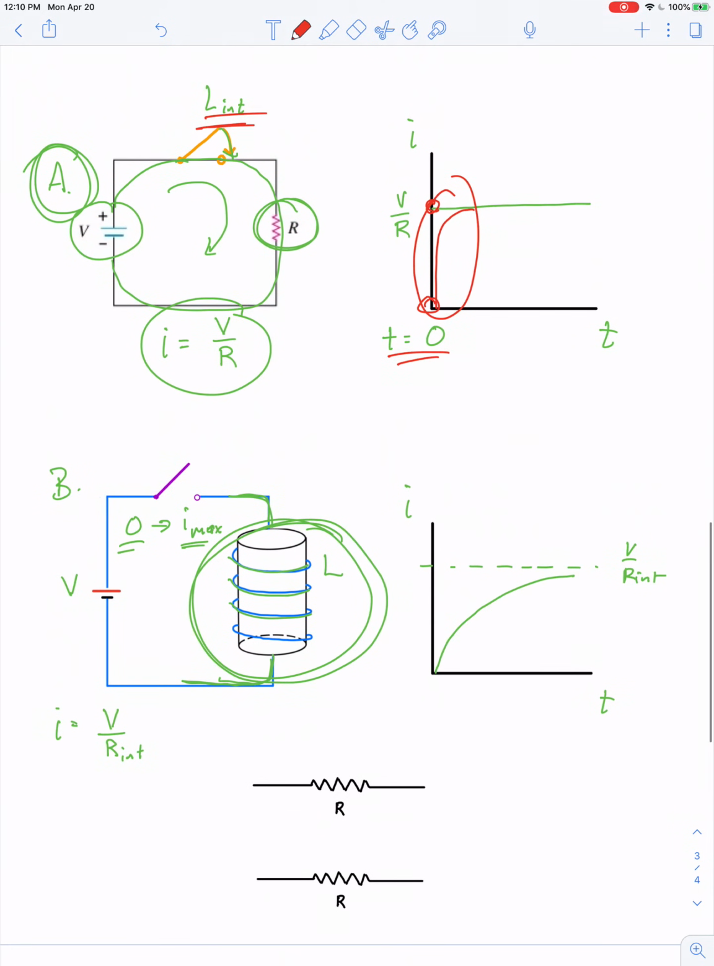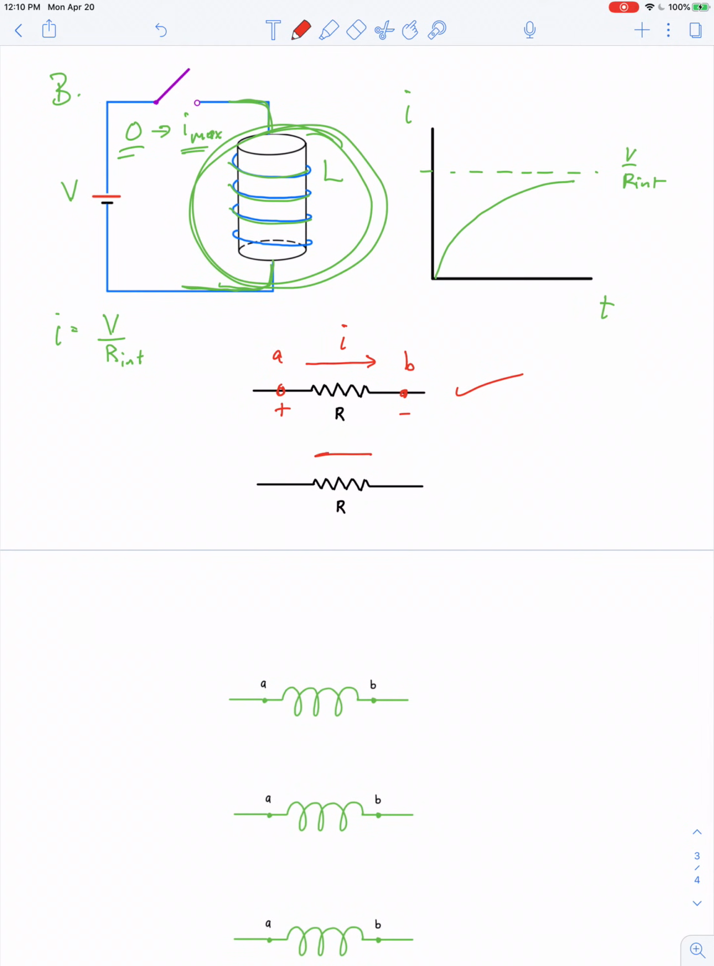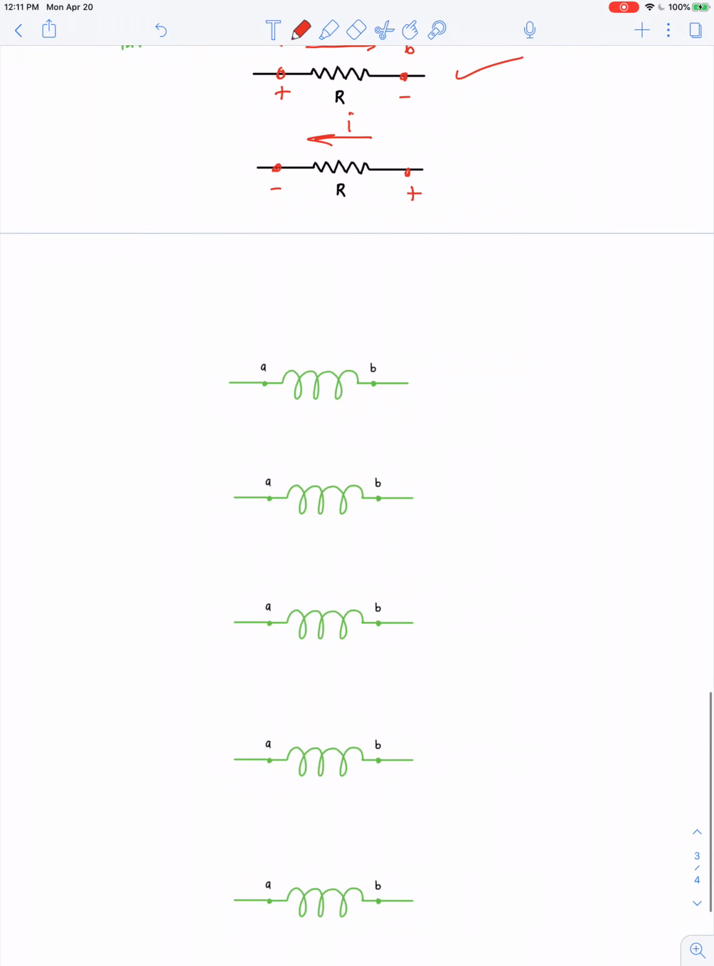Back to this circuit with the resistor, how do we determine the polarity of a resistor? If I draw a point A and a point B, how do we know which point is high potential and which is low potential? Well, it depends on which way current is flowing. If current flows to the right, then we say point A is high potential and point B is low potential. Likewise, if current flows to the left, then point B is the high potential and point A is the low potential. So how do we determine the polarity of an inductor?